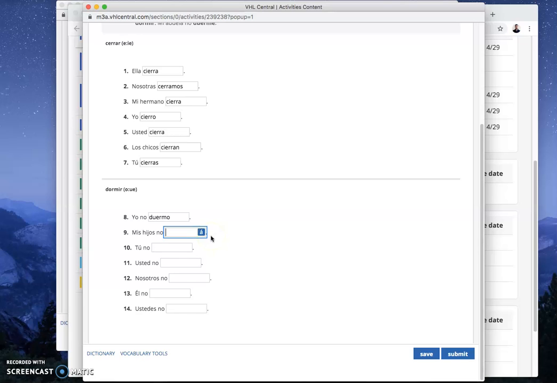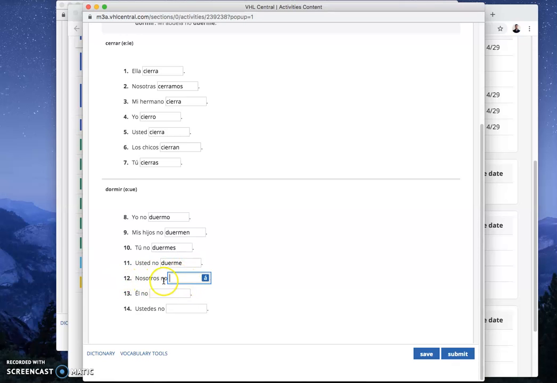Mis hijos no, pause it. Welcome back. Duermen. Mis hijos no duermen. Okay, número 10, tú no, pause. Okay, volvemos. Tú no duermes. Número 11, usted no, pausa. Ok, volvemos. Usted no duerme. Muy bien.